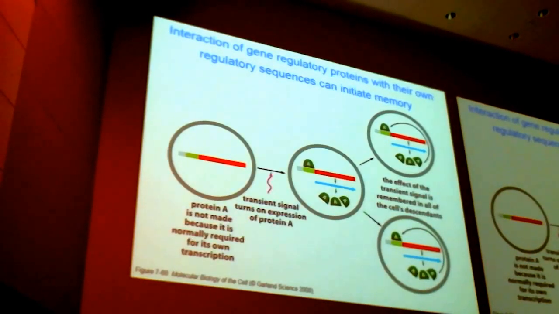And the easiest way to imagine that is, let's say there is one gene from which a protein A gets made. Then the simplest thing that's necessary to remember is to have the protein persist across a cell division, and then the protein activate itself. So that's what's depicted here.